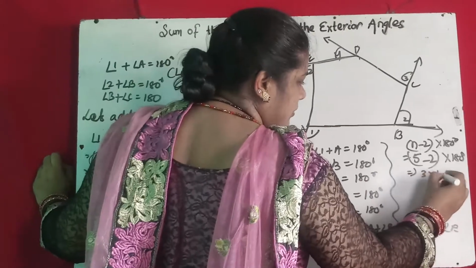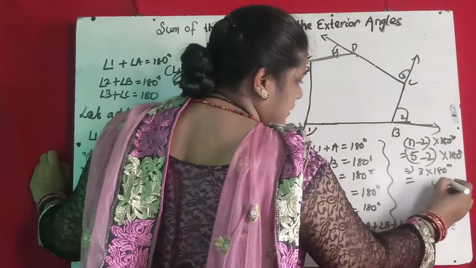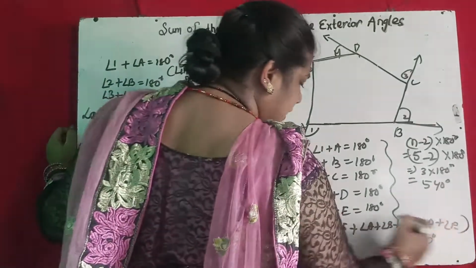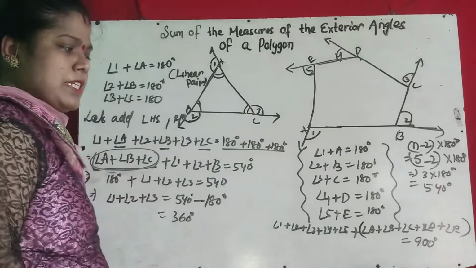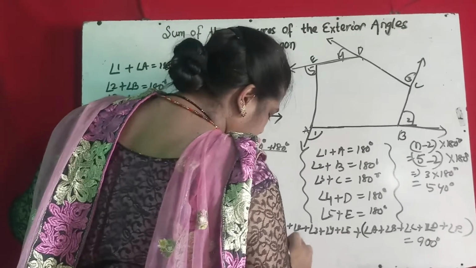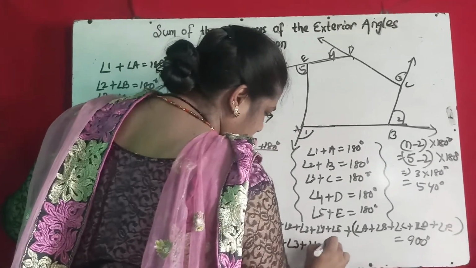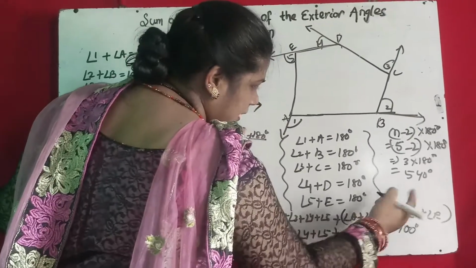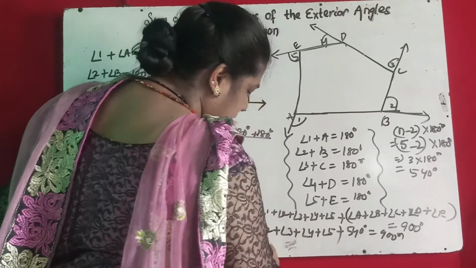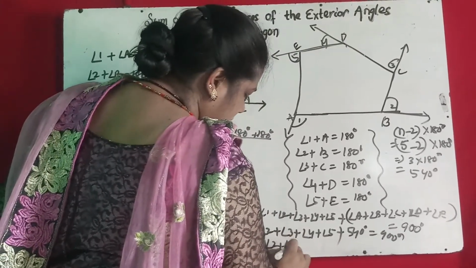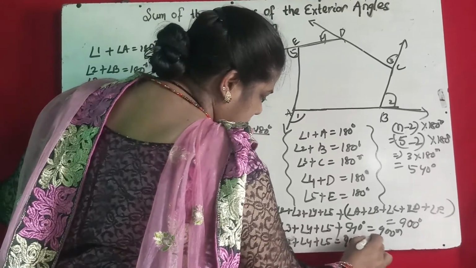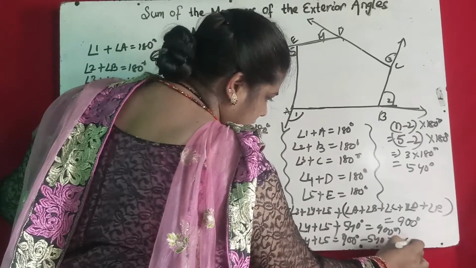That is 3 into 180 degree, 540 degree. Okay, so here in place of A plus B plus C plus D plus E equal to 540 degree. So same thing, angle 1, angle 2, angle 3, angle 4, angle 5 plus 540 degree equal to 900 degree. Or here you can again write angle 1 plus angle 2 plus angle 3 plus angle 4 plus angle 5 equal to 900 degree minus 540 degree equal to 360 degree again.